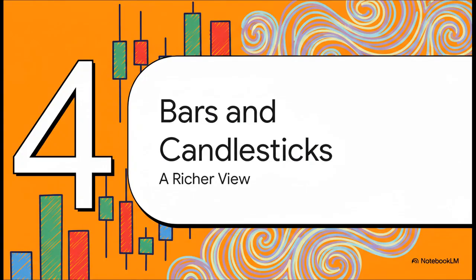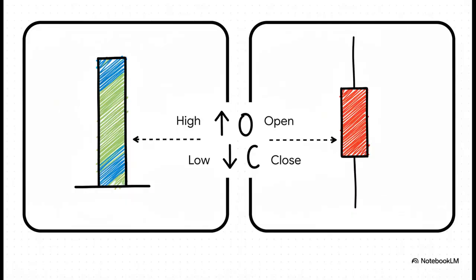And that actually brings us to a really important point. A line chart is great, but it only shows you the closing price, right? What if you want to see the open, the high, the low, and the close, all in one simple picture? Well, that's where bar charts and candlestick charts come into play. So here they are, side by side. On the left, you've got the bar chart, and on the right, the candlestick.